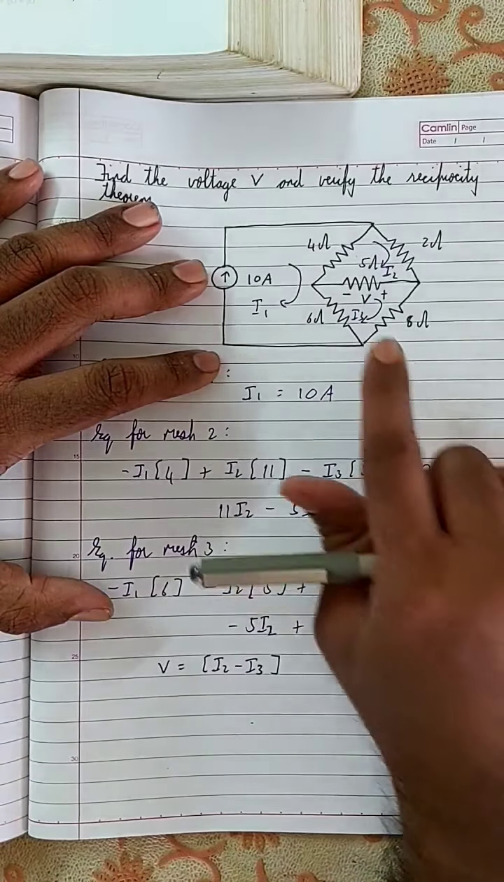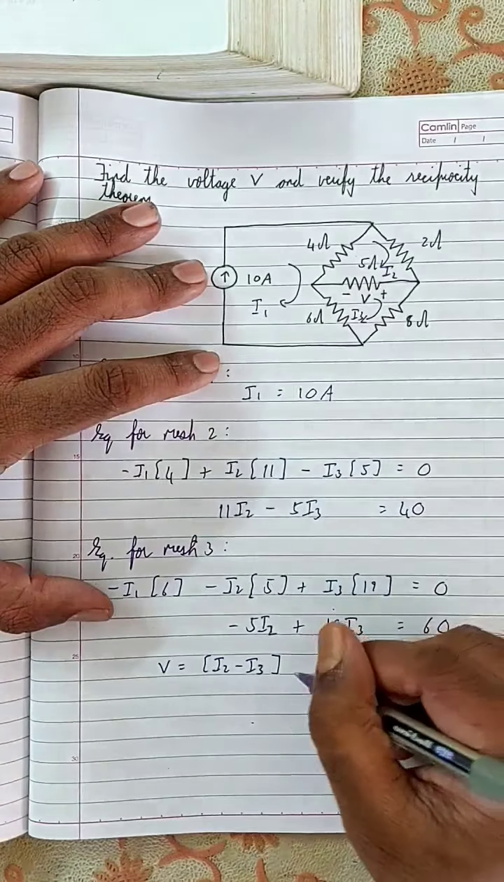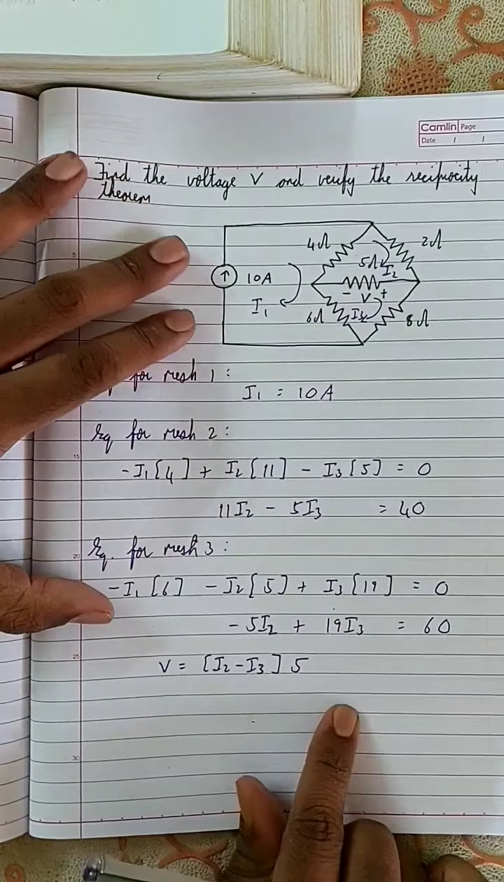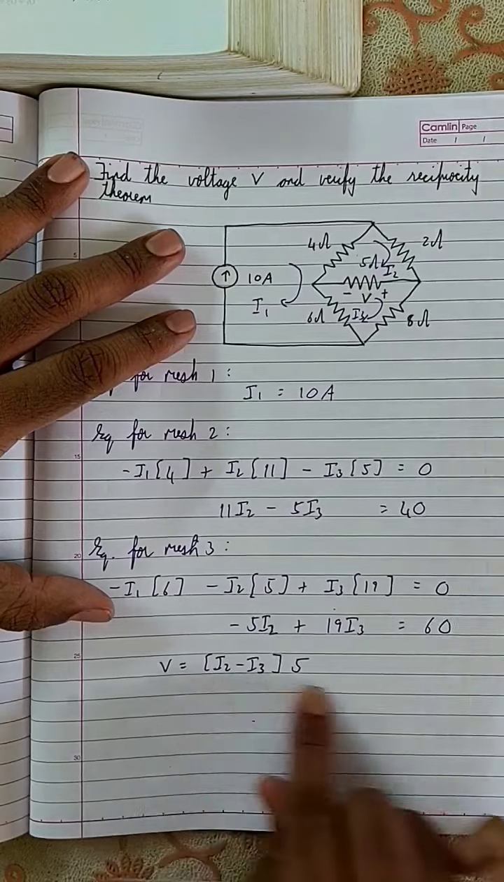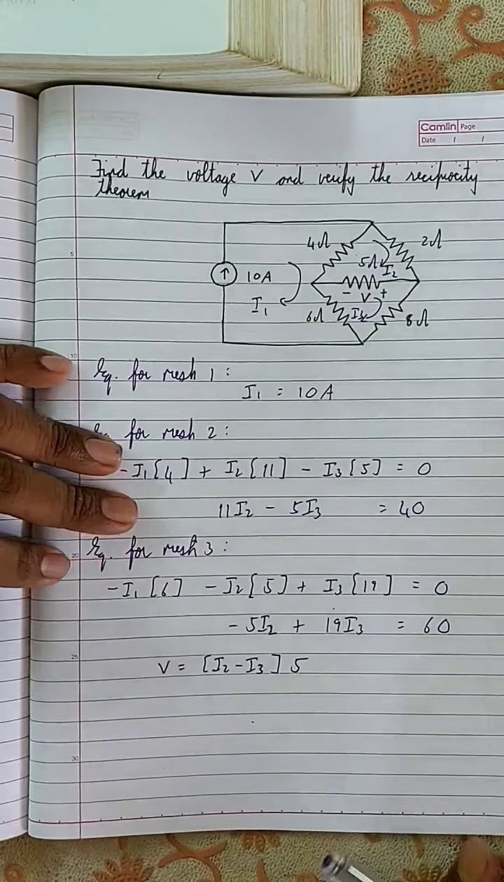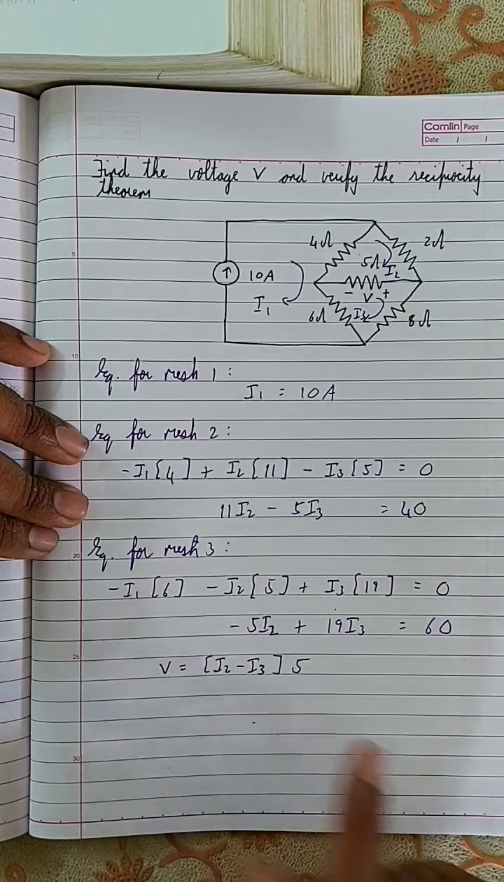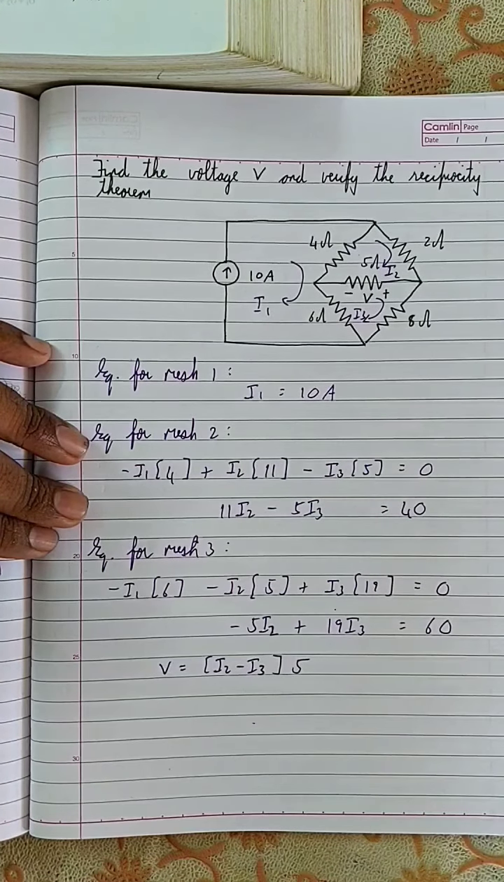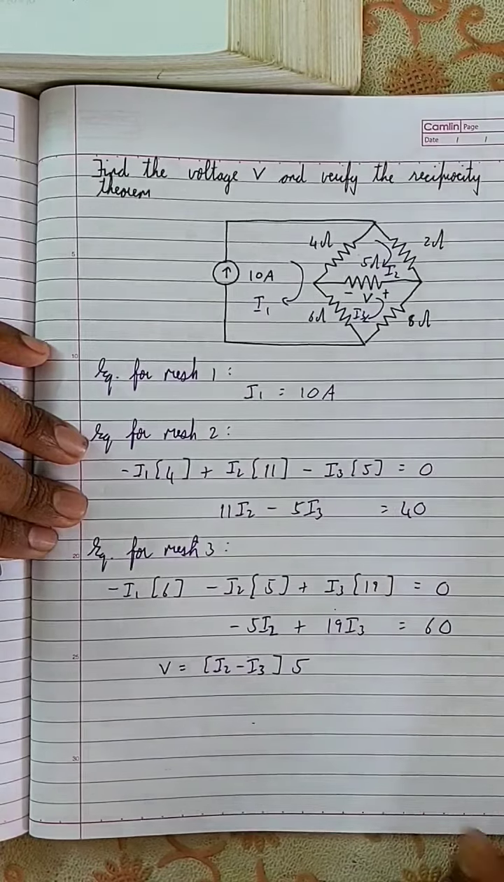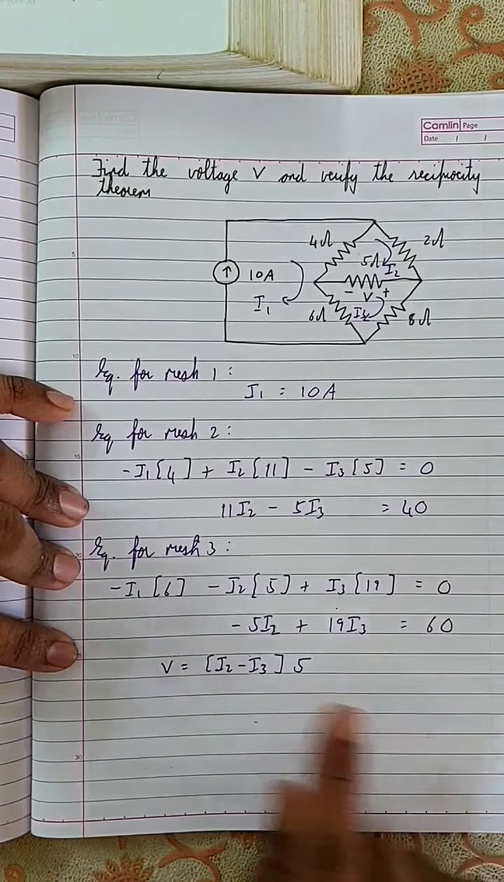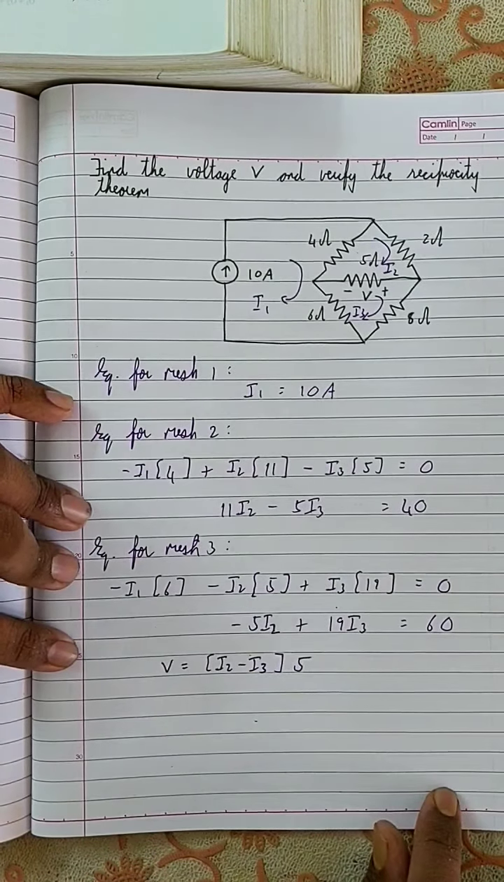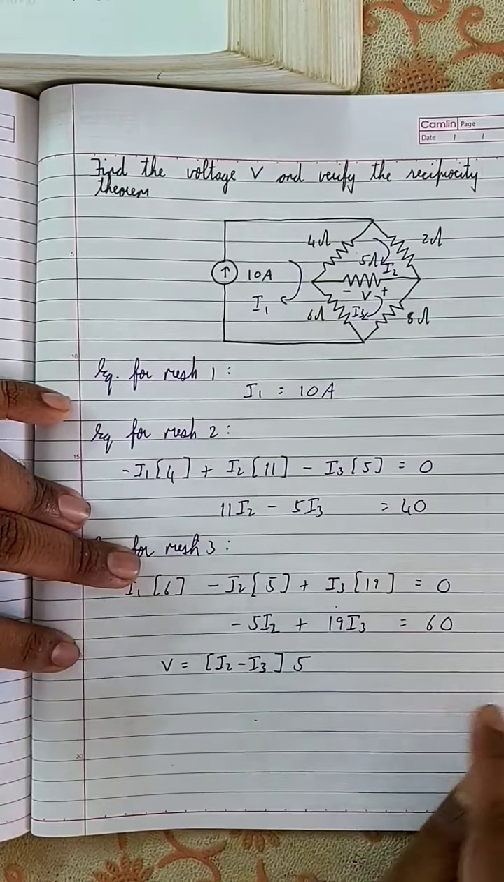The resistance is 5, so this is Ohm's law, I into R. This is the voltage across the 5 ohm resistor. To find V, I need to find the values of I2 and I3 only. I don't need to find the value of I1, it is already given. I simply need to find I2 and I3 and substitute them here to find V. So I need to solve these two equations.